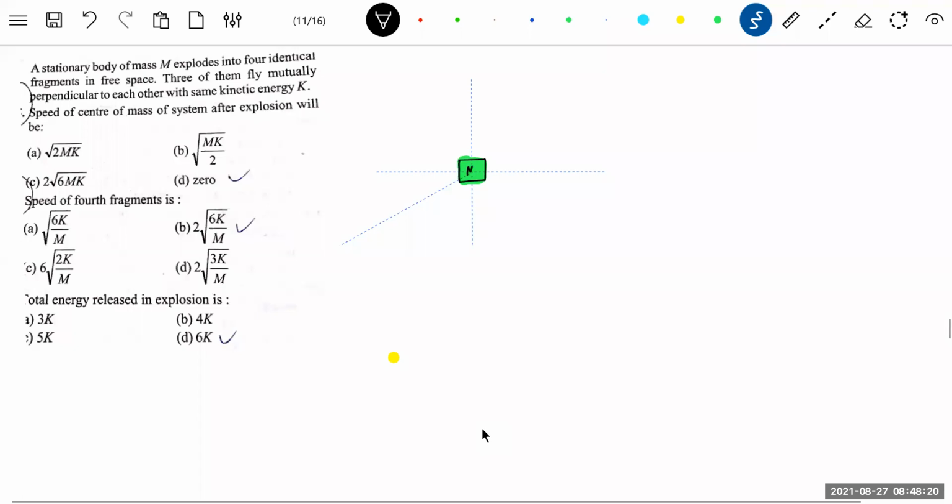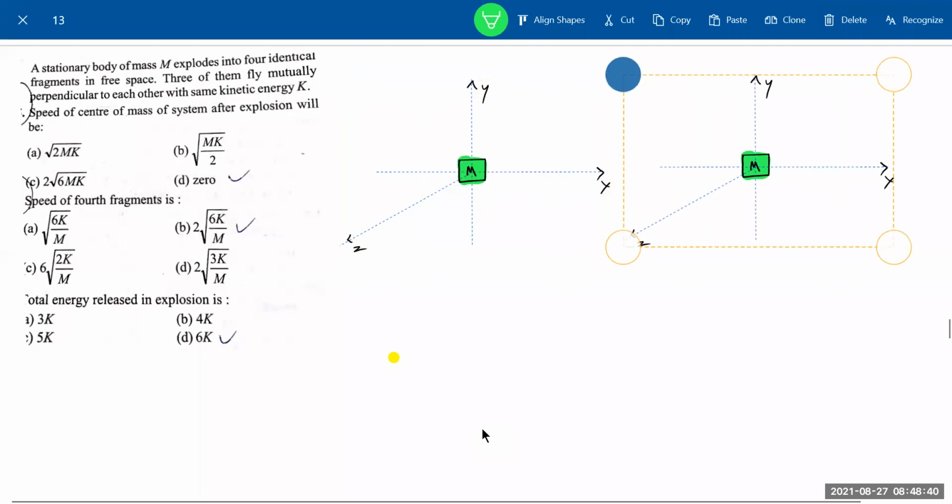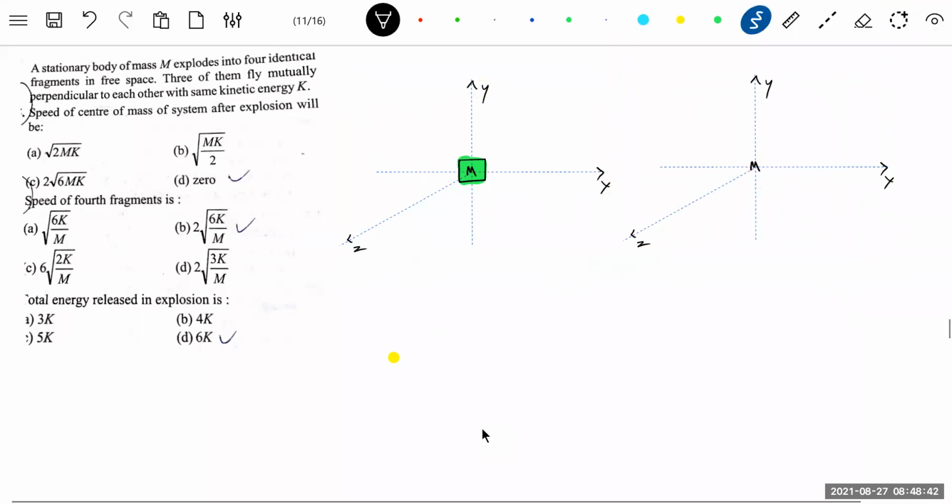A body of mass m explodes into 4 identical fragments. This is initially. So this is the x-axis, y-axis, z-axis. Then it explodes here. So explosion. What is explosion? Explosion is an internal phenomenon because what are the forces acting? The forces will be internal forces because they are all chemical reactions, no? It's an internal force. So because of that, we'll get fragments.